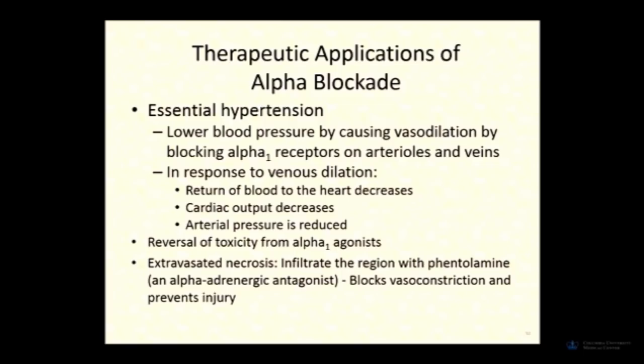These alpha blockers are also used to treat the toxicity from alpha 1 agonists. Okay. But we do also see necrosis at the site in the case of extravasation. So when we get infiltration of the region with phentolamine, for example, which is a non-selective alpha antagonist, it blocks vasoconstriction. It can reverse or treat extravasation necrosis because it blocks the vasoconstriction. So the epinephrine that gets extravasated and causes the vasoconstriction that can lead to death of the tissue, phentolamine can actually reverse the vasoconstriction and reduce tissue death.